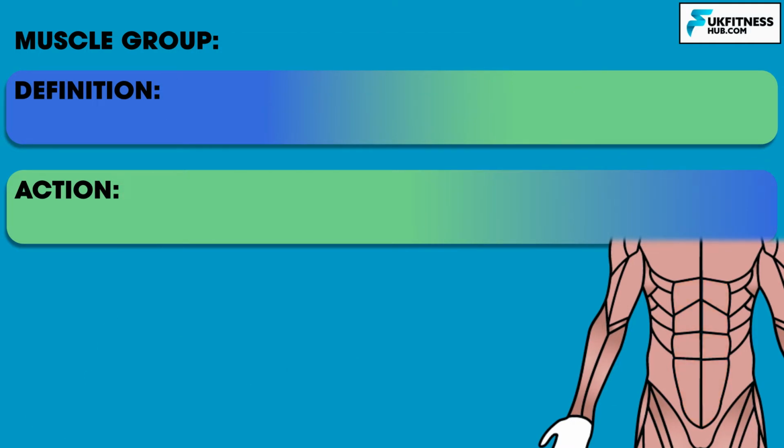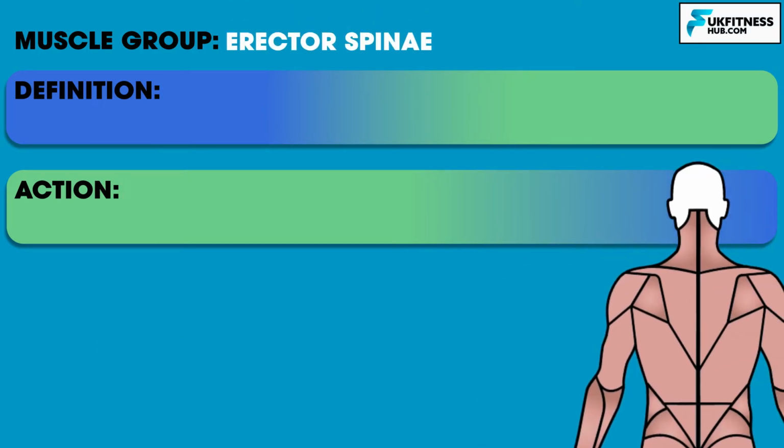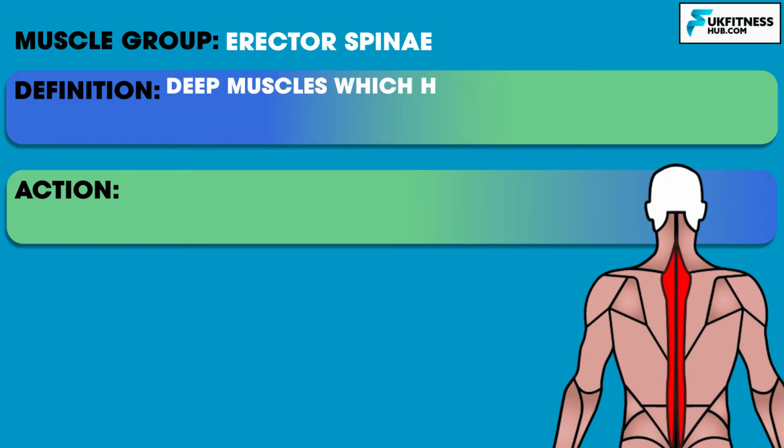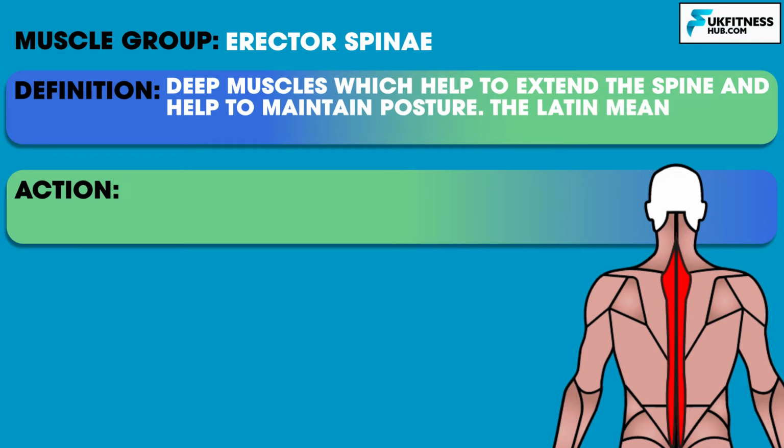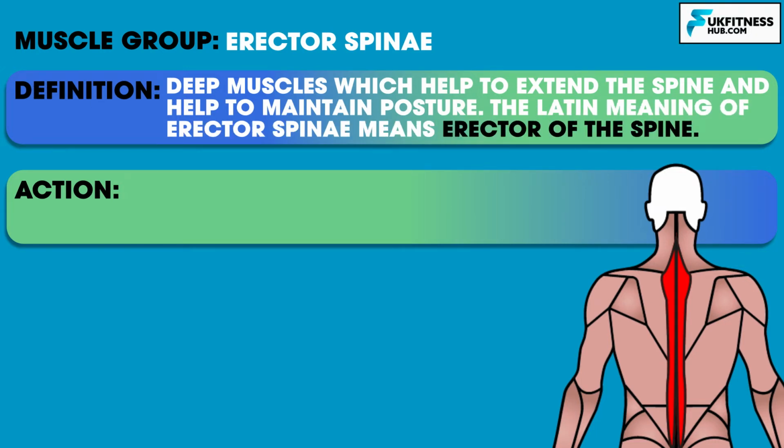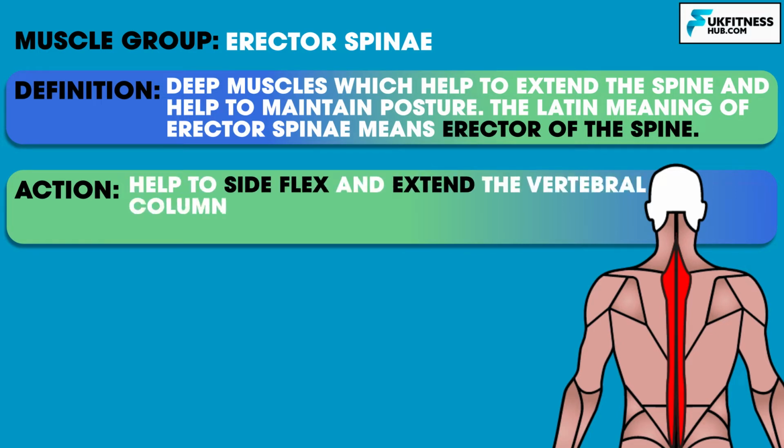The muscles that make up the erector spinae are located here and are deep muscles which help to extend the spine and help to maintain posture. The Latin meaning of the word erector spinae means erector of the spine. The erector spinae help to side flex and extend the vertebral column. You would use your erector spinal muscles when wanting to pick something up off the floor with a straight back, or alternatively in the gym, a back raise or a deadlift would work your erector spinals too.